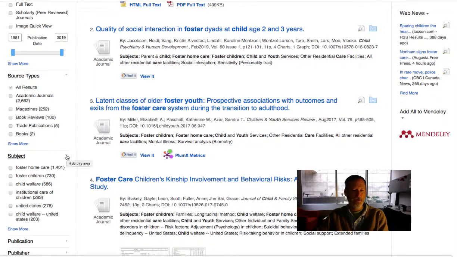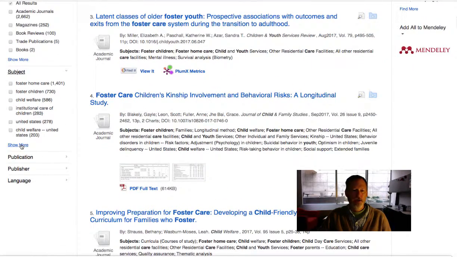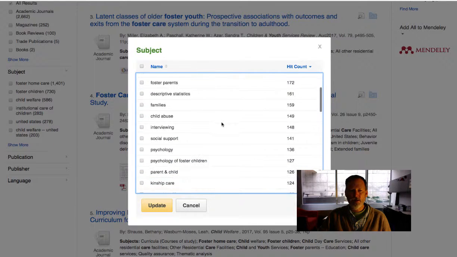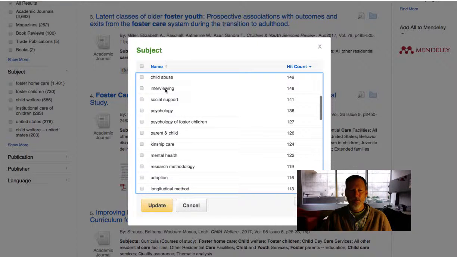If you go to subject and you click on show more, these are the big ones that you would obviously see showing up. But if we scroll down the list, you can start to see, oh, here's descriptive statistics. This might be counties and regions that serve foster student populations. There might be risk factors. There might be data gathering. This is a qualitative one. Public policy.